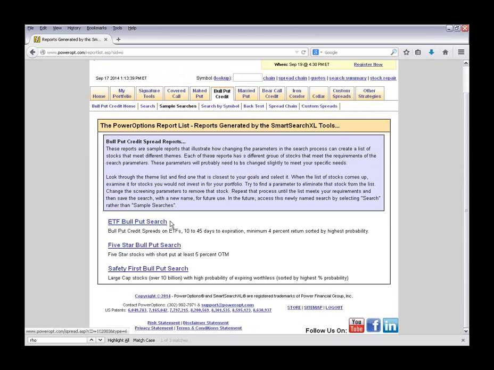There's one on using ETFs, one on using 5-star stocks, very similar to the criteria I just used on the scratch, and then one's using for large cap stocks as well. So these are the searches. If you called me up and you said, what criteria would you use as a starting point to identify positions? Well, they're already available in the search and sample searches.